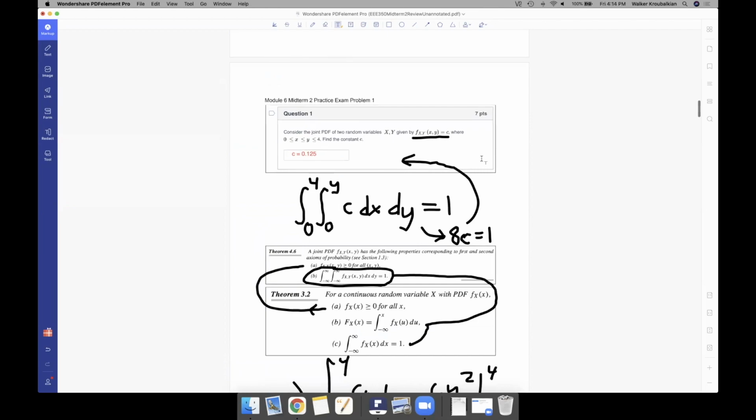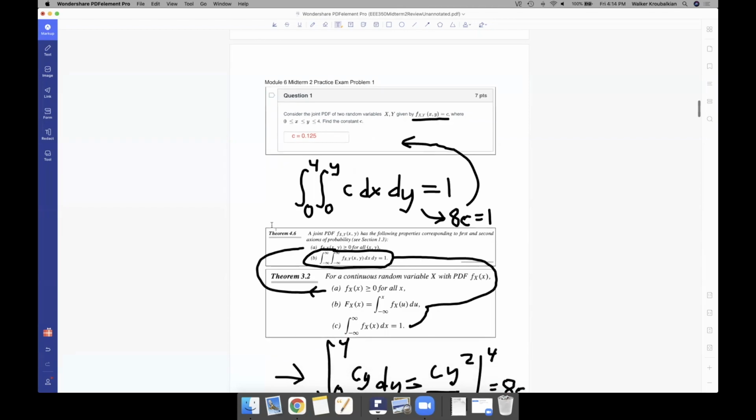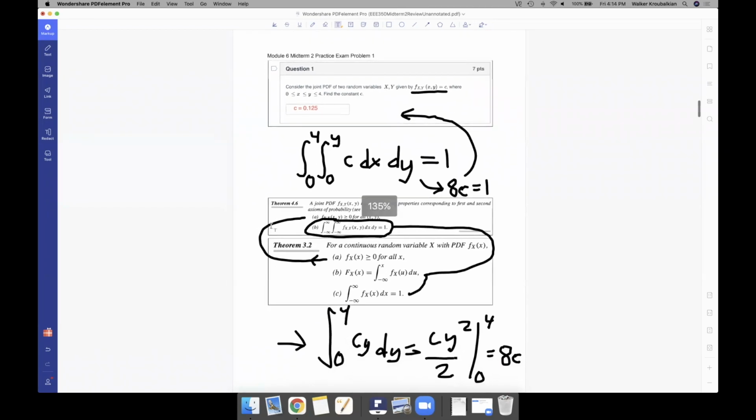So the key part of this problem is setting up the bounds for our double integral. You should definitely have these properties listed on your formula sheet because they're very important. And just pay attention to how the random variable distribution is defined when you're trying to figure out these bounds. All right, so that's the first problem.